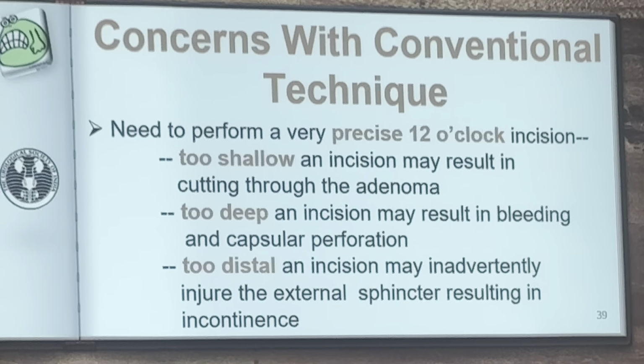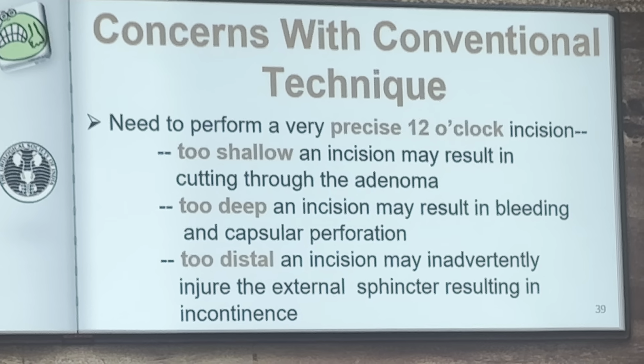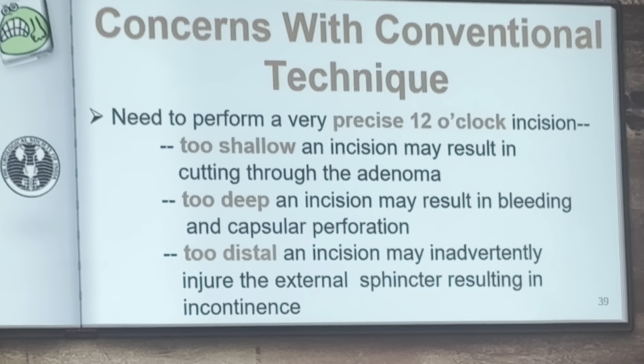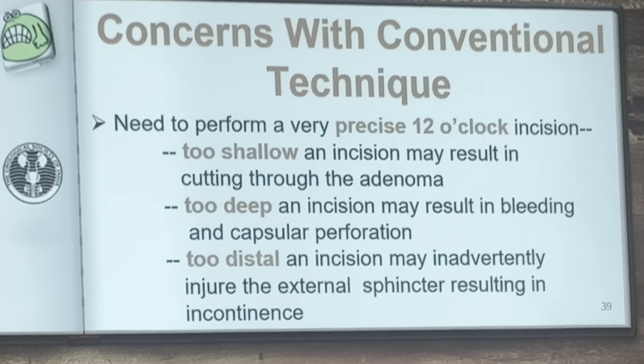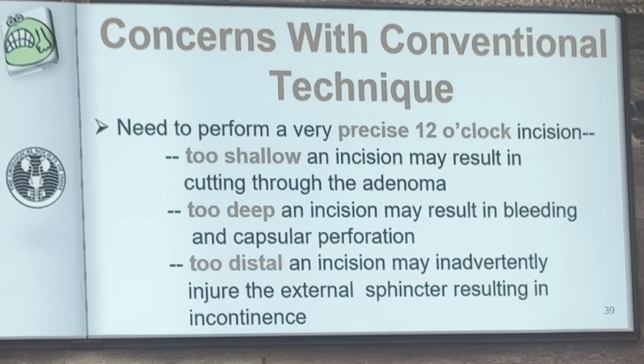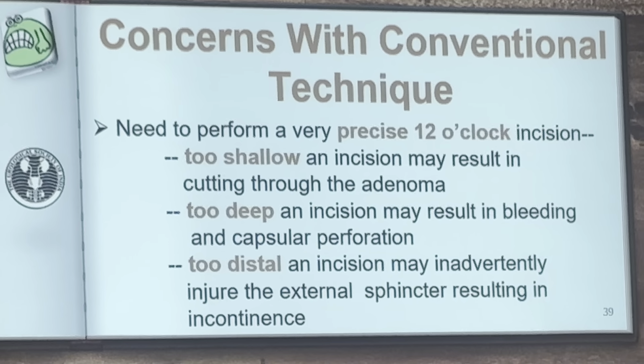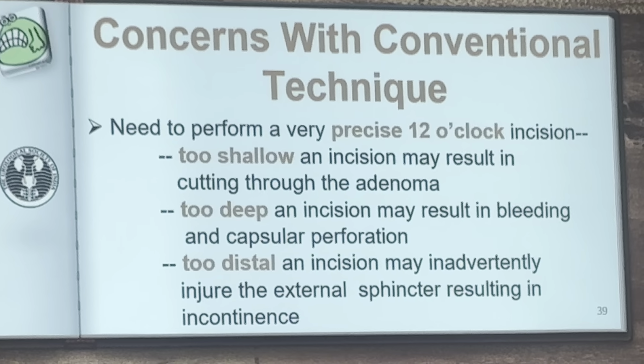And the 12 o'clock incision is very, very important, because if you go too shallow, it can result in cutting through the adenoma. If you are too deep, you can actually go into the capsule and cause a perforation. And if you are taking it too distally towards the veru, then you can actually incise the external sphincter, and that can lead to sphincteric incontinence.